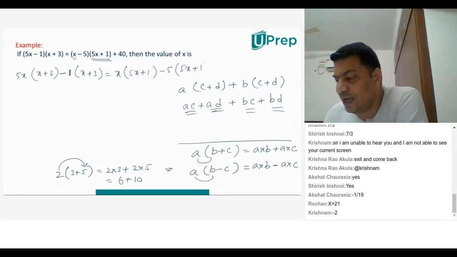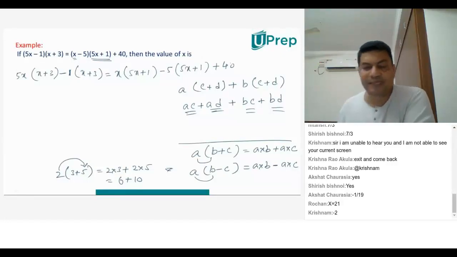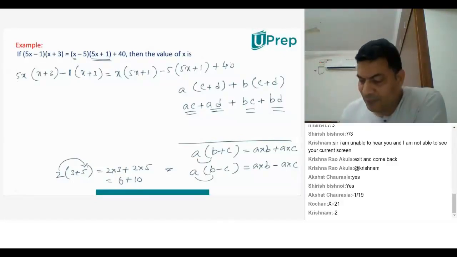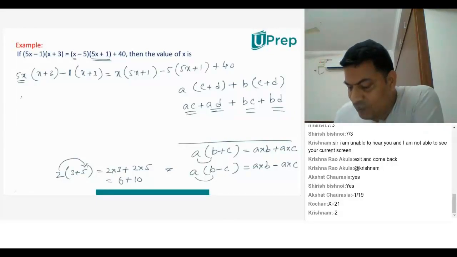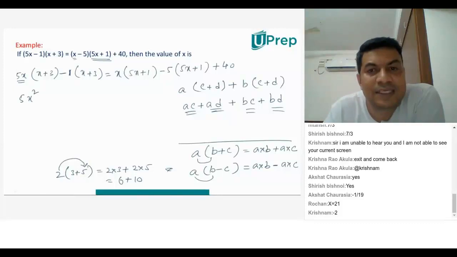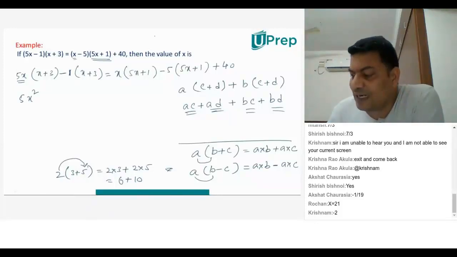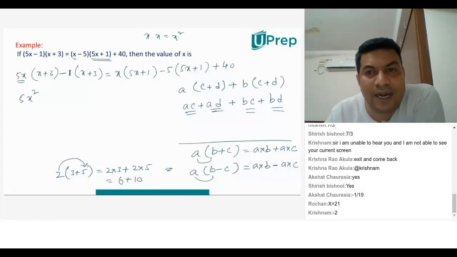Right? And then you have your plus 40 separately. Right? So now let's multiply 5x with x. What is 5x into x? It is 5x square. 5x into x is 5x square. X into x, I'm sure everyone understands, is x square. It's quadratic in nature.